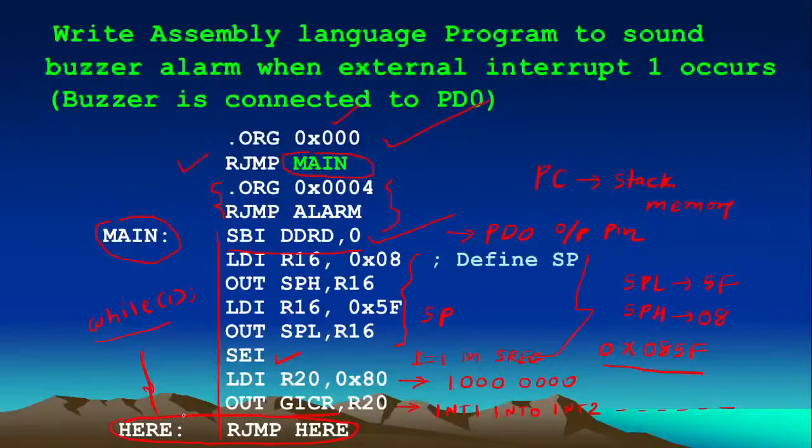So whenever interrupt 1 occurs, what will happen? Your program will jump to this location. 0x0004 is the vector location for interrupt 1. Then it will again jump to the alarm routine. Now let's look at what is written in the alarm routine.